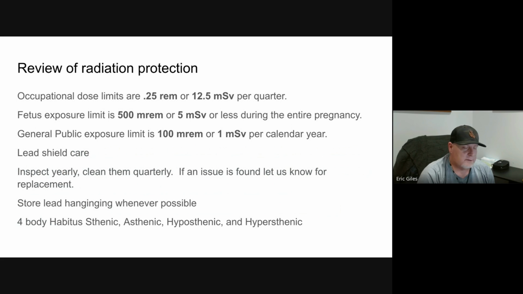So, lead shield care, we need to inspect them yearly and clean them quarterly. Just make sure they look okay. If you're starting to see cracks or big creases in them, let us know so we can replace those. We want them to be fully operational when it comes to protection from radiation. So always store them hanging up. Don't fold them. Second best option is laying straight, but try to keep them hanging. Yeah, we also talked about body habituses: asthenic, hyposthenic, and hypersthenic. Okay, just be familiar with those.